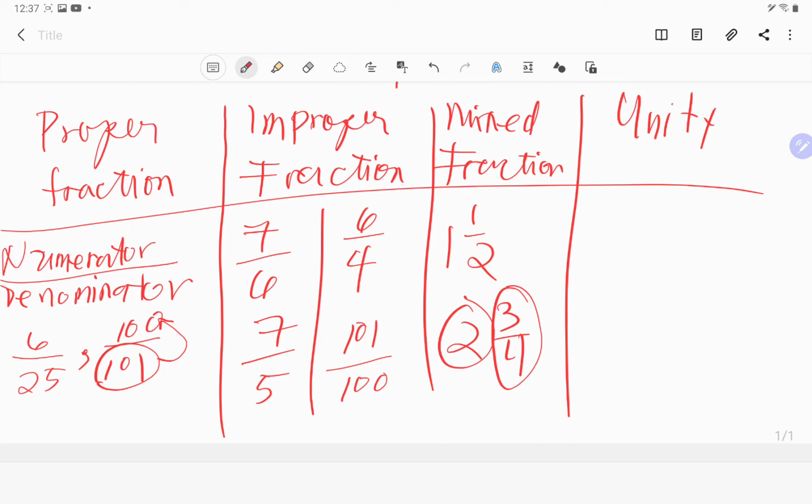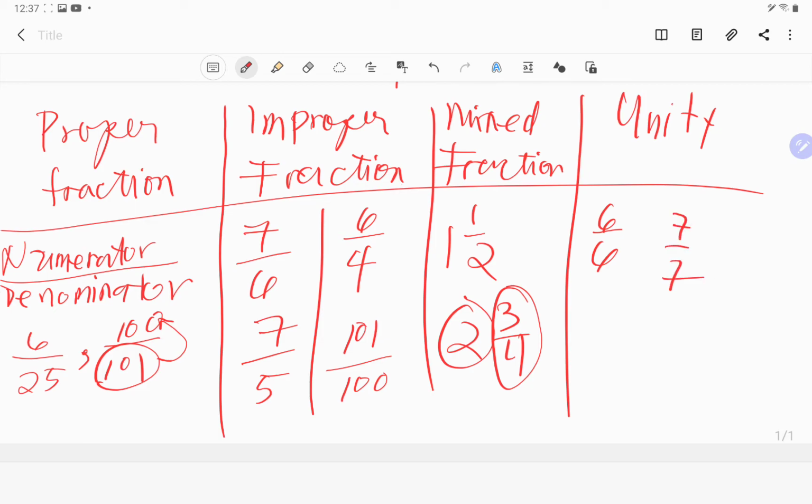Ngayon, ano naman yung unity? Unity is a number or is a fraction where the numerator is exactly the same with the denominator. Ibig sabihin daw, yung numerator ay katulad ng denominator. For example, 6/6. That is a unity.